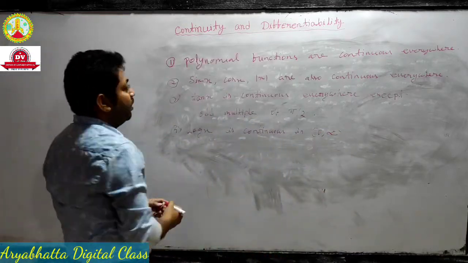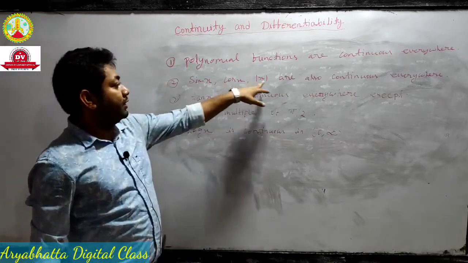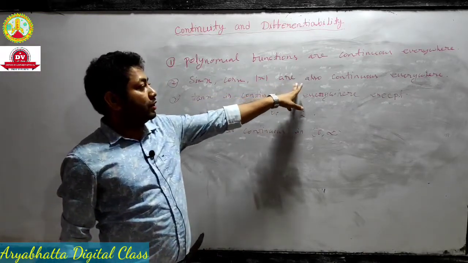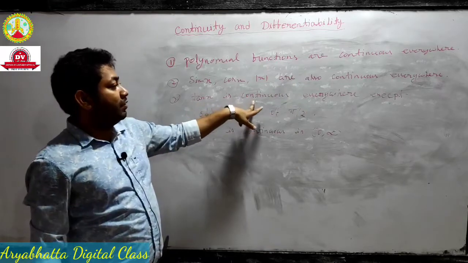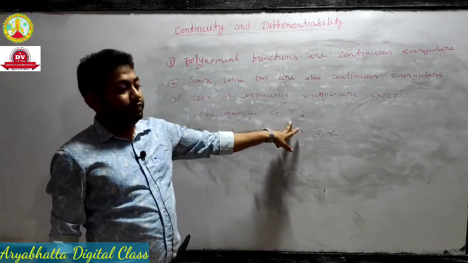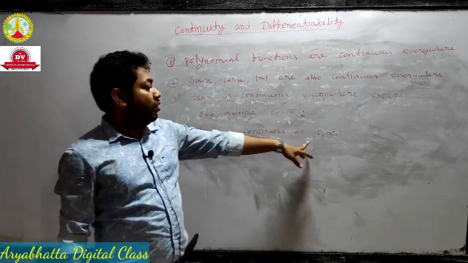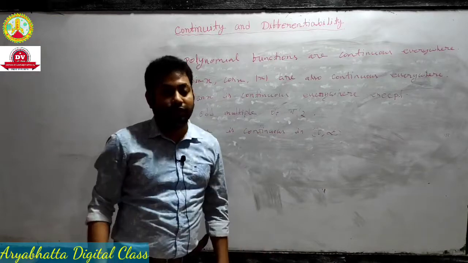Remember these points. Polynomial functions are continuous everywhere. Sin x, cos x and modulus x are also continuous. Tan x is continuous except at odd multiples of pi by 2. Next, log x is continuous in the open interval 0 to infinity.